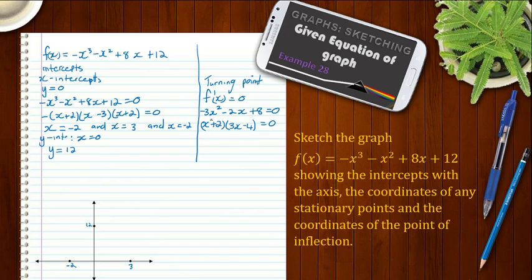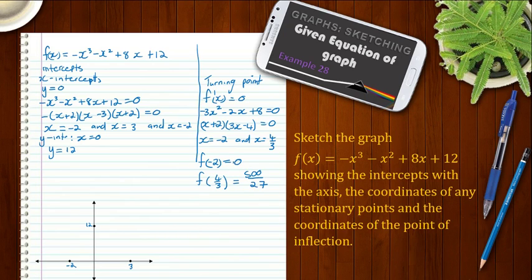Okay, so that means the x values of the turning points are at x equals minus 2 and at x equals 4 over 3. So what are my y values? Because remember, you need to find the coordinates of the turning points. If I substitute negative 2 into the original graph, I get 0. And if I substitute 4 over 3 into my original graph, I get 500 over 27.